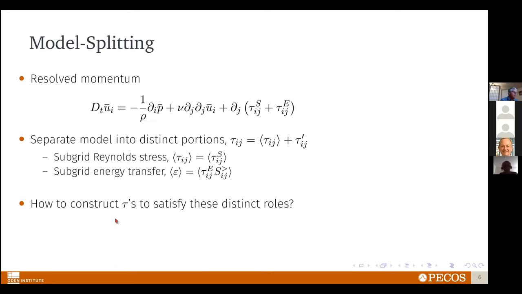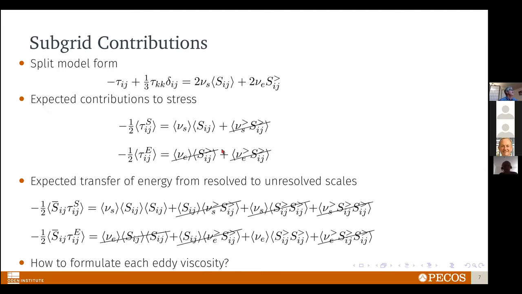So how do we construct these so that they satisfy these distinct roles? Well, this is essentially what we're asking. If we have this formulated this way, we're going to use eddy viscosity type models as an example here. The stress part of the eddy viscosity is going to act on the mean strain rate, and the energy transfer part is going to act on the fluctuating strain rate. Then, for the expected contributions to the stress and to the energy transfer, we'd like the energy transfer part not to contribute to the mean stress. That just makes things easier. So we need these to be zero. Well, this one's easy, but this correlation is not. And likewise, we'd like this correlation to be zero.